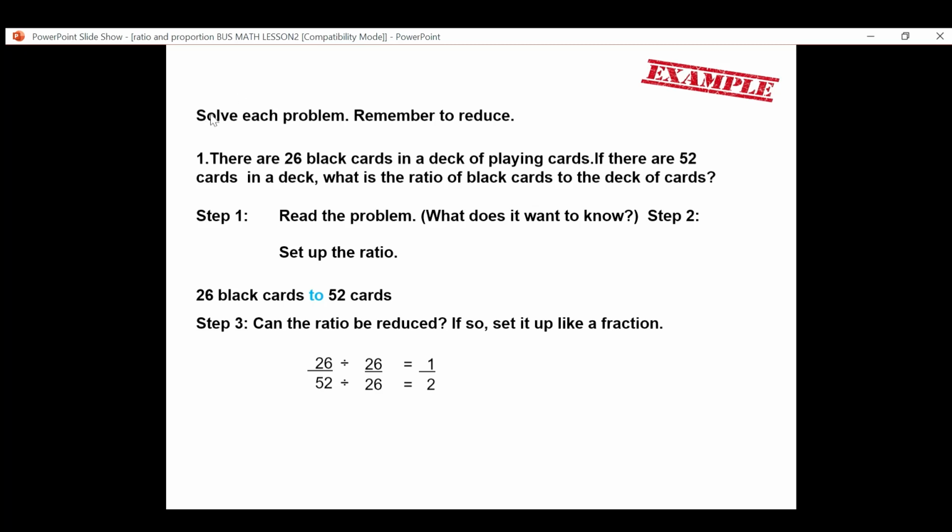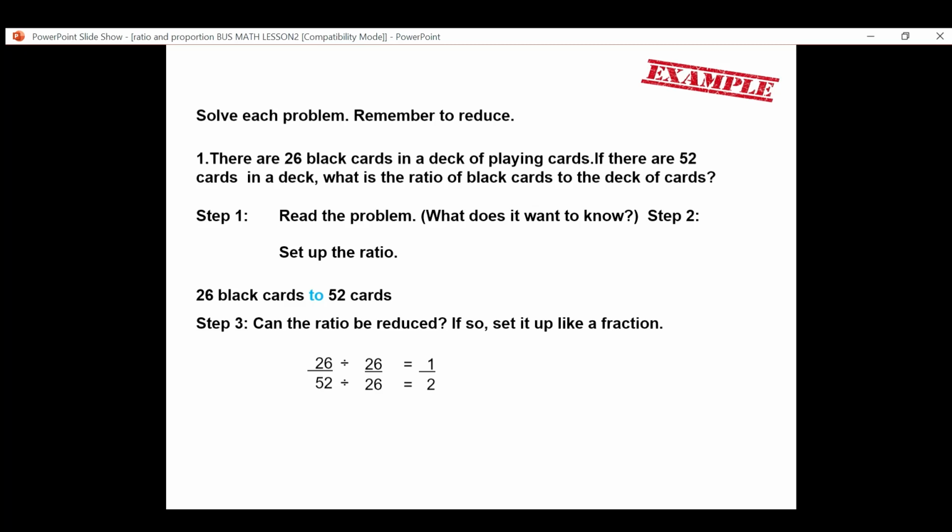So another example: solve each problem, remember to reduce. There are 26 black cards in a deck of playing cards. If there are 52 cards in a deck, what is the ratio of black cards to the deck of cards? So, step 1 is read the problem, and then step 2 is set up the ratio. There are 26 black cards to 52 cards. So, that is the ratio.